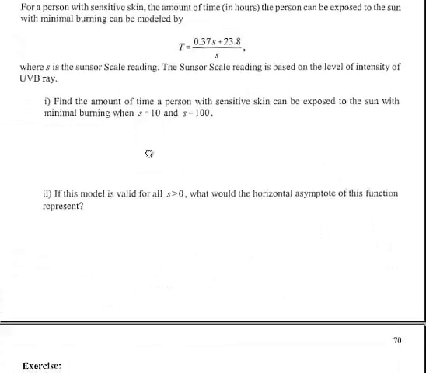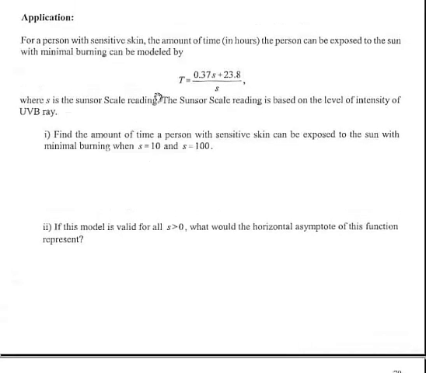And we wrap up this section with an application problem. It reads, for a person with sensitive skin, the amount of time the person can be exposed to the sun with minimal burning can be modeled by T equals 0.37 S plus 23.8 divided by S, where S is the Sunsor scale reading. It's based on the level of intensity of UVB rays. Find the amount of time a person with sensitive skin can be exposed to the sun with minimal burning when S equals 10 and S equals 100.